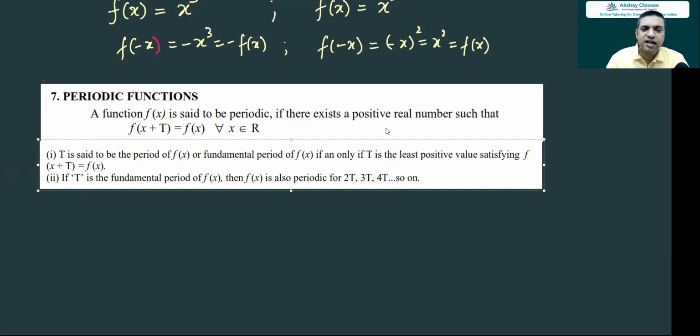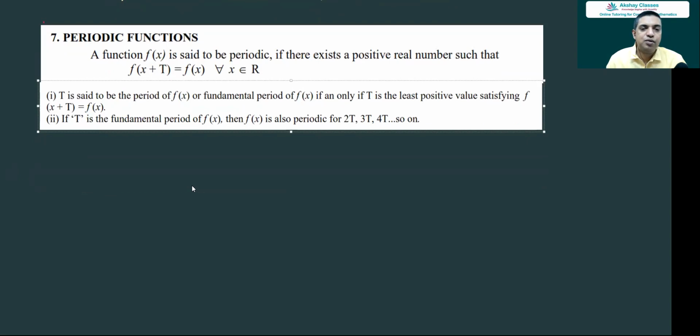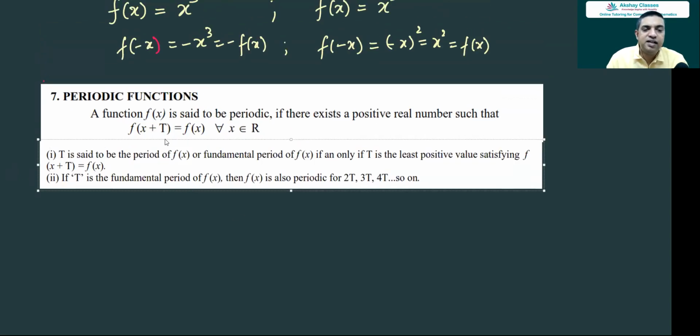So if there exists a positive real number t such that f of x plus t is f of x for all x belongs to R, then a function is said to be periodic. So now if t is the least positive value, it is called the fundamental period. And if a function is periodic for period t, then it will be periodic for 2t, 3t, 4t. So we know some of the periodic functions. All right, what are they?